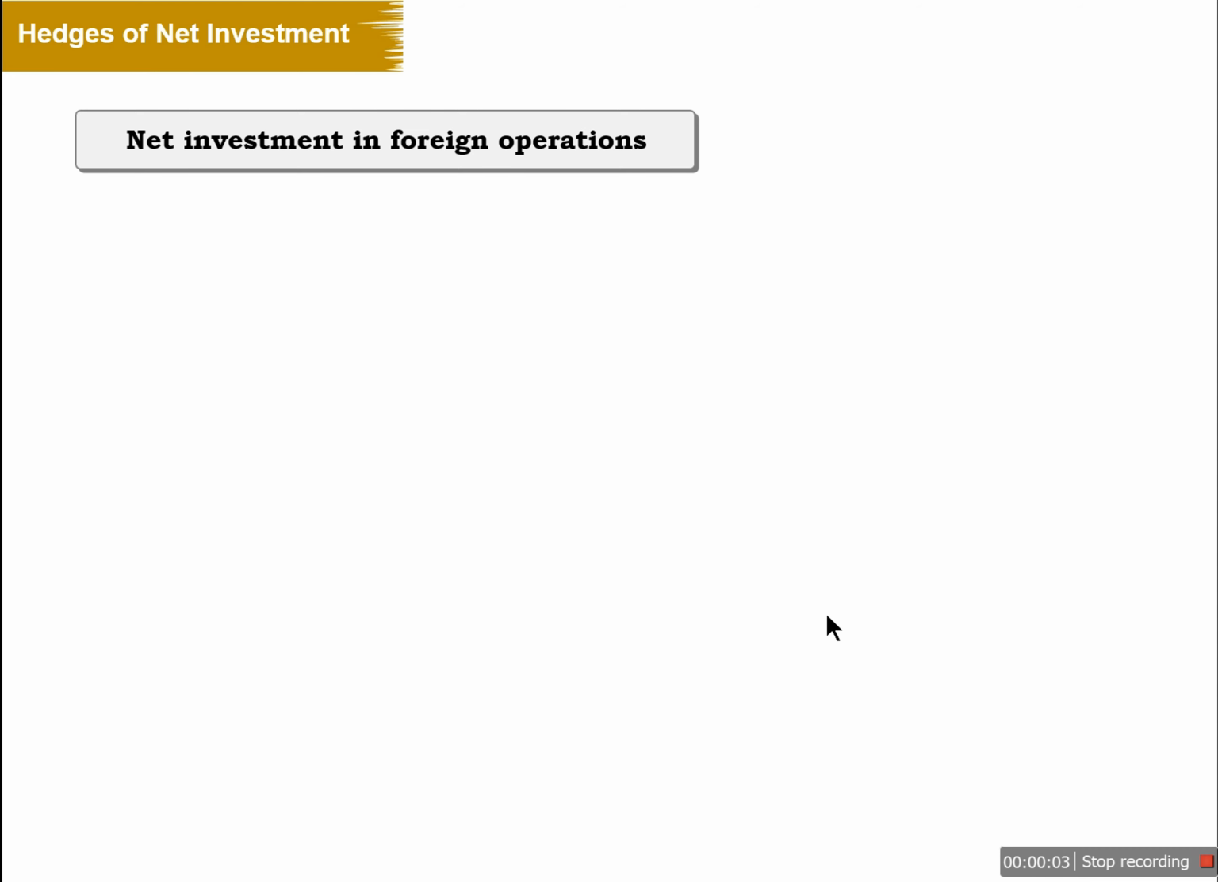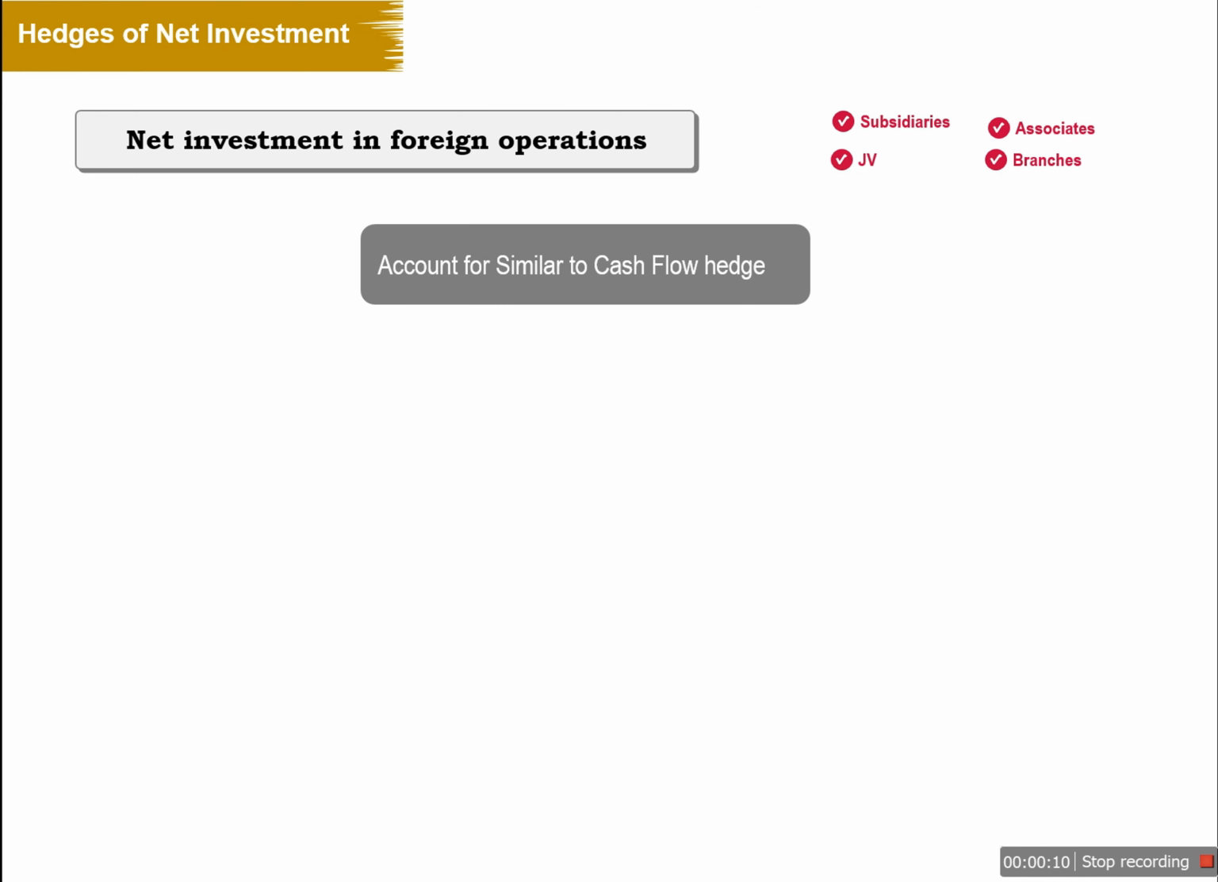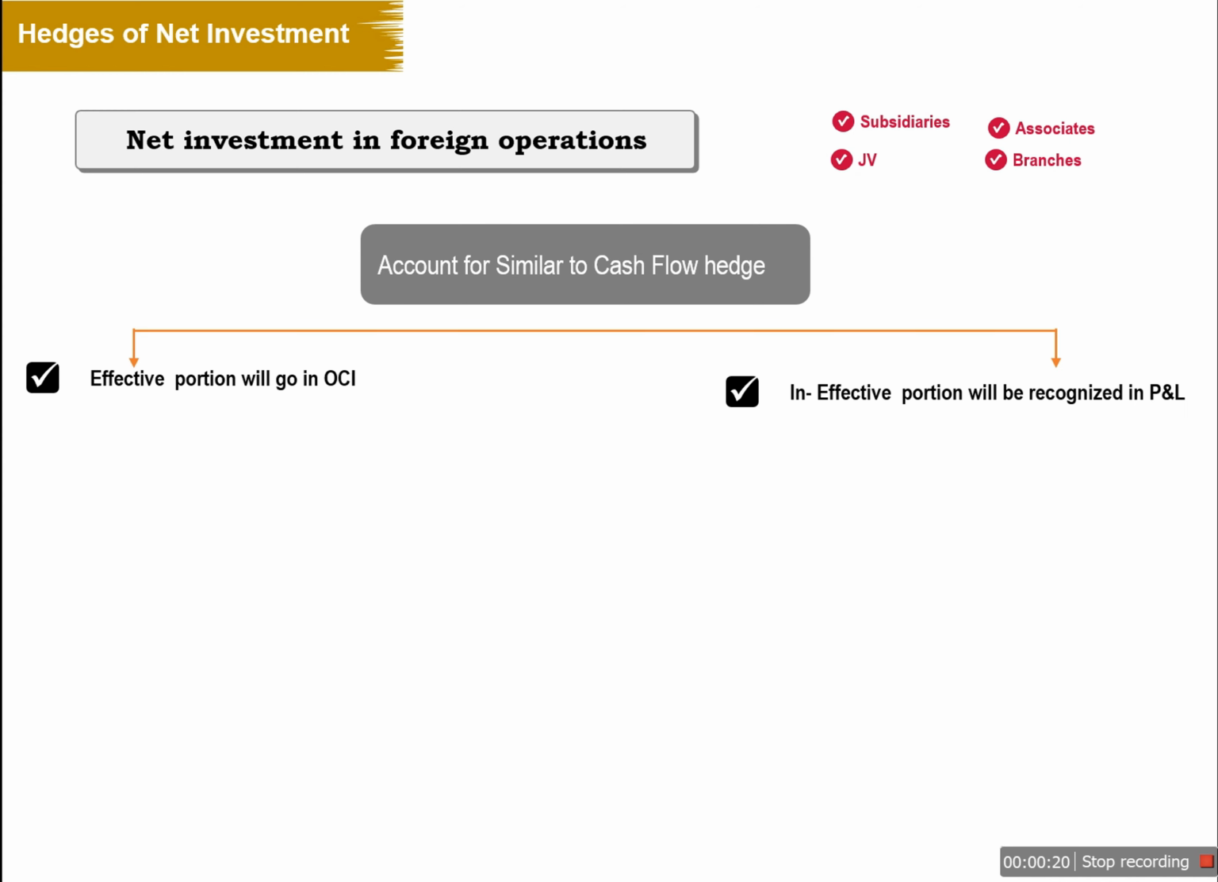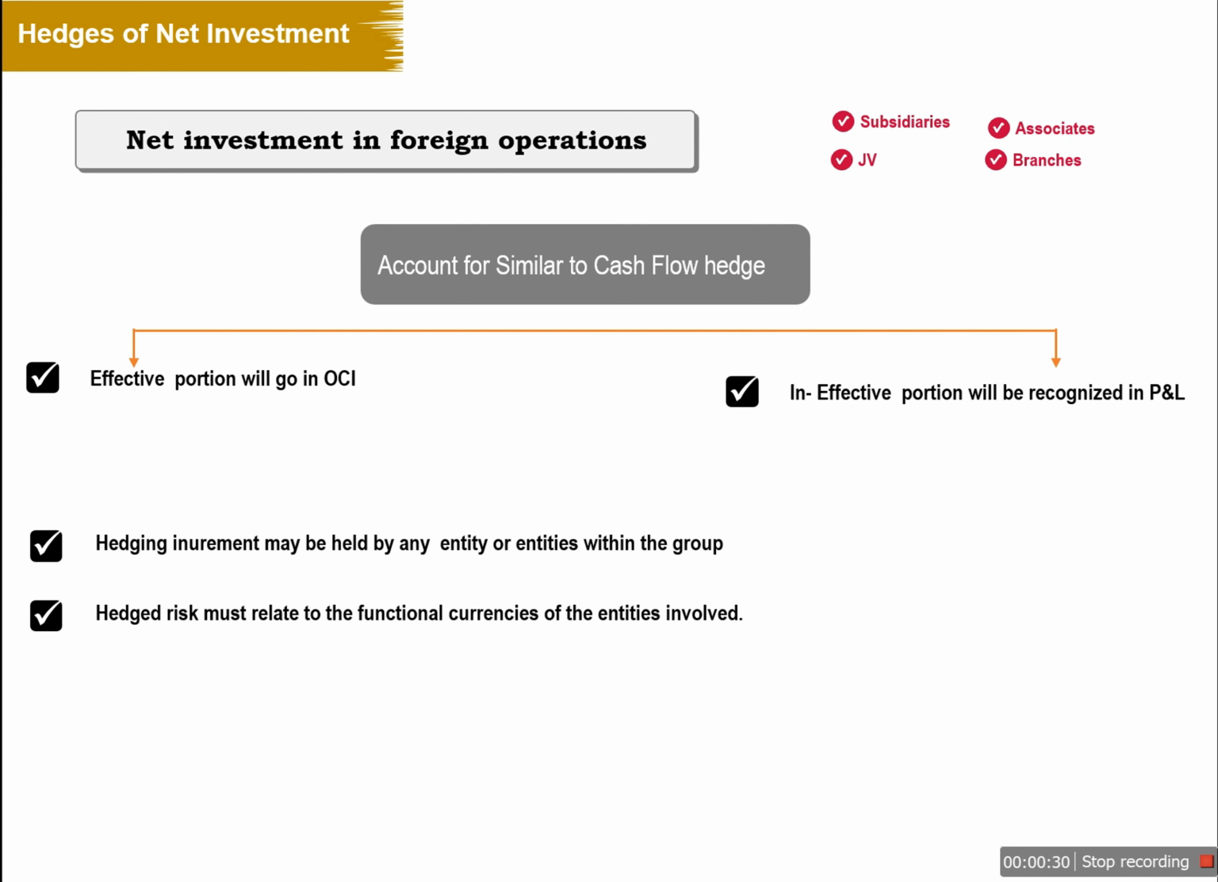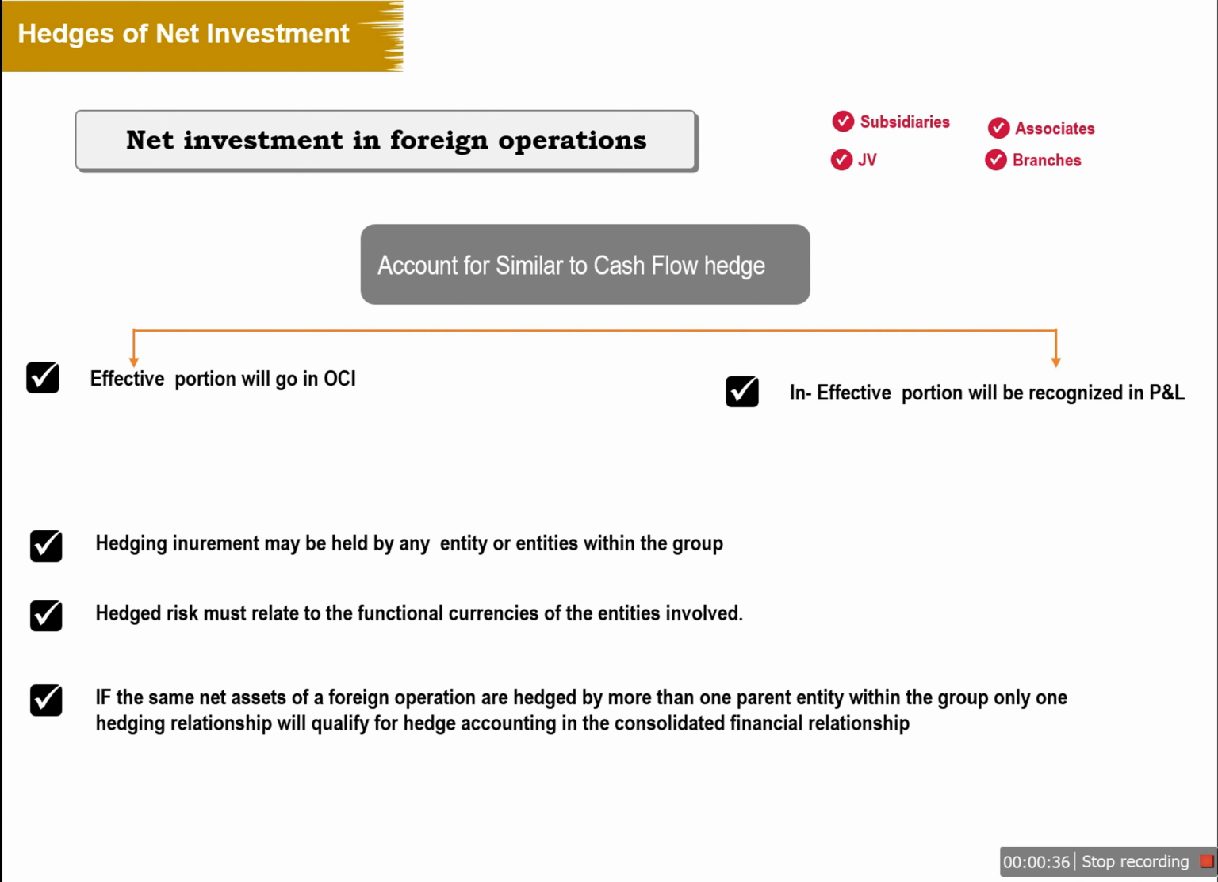Cases of net investment in foreign operations like subsidiaries, joint ventures, associates, or branches are accounted for in a similar fashion to cash flow hedges. For example, the effective portion will go in OCI and the ineffective portion will be recognized in the profit and loss account. Apart from that, the hedging instrument may be held by any entity or entities within the group, and the hedged risk must relate to the functional currency of the entities involved. And if the same net assets of a foreign operation are hedged by more than one parent entity within the group, only one hedging relationship will qualify for hedge accounting in the consolidated financial statements.